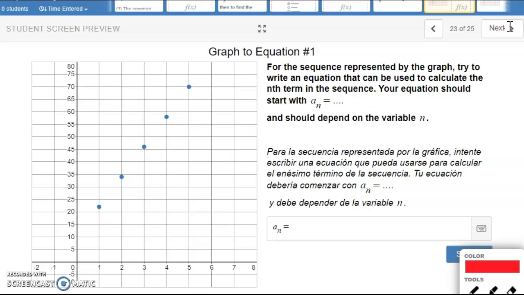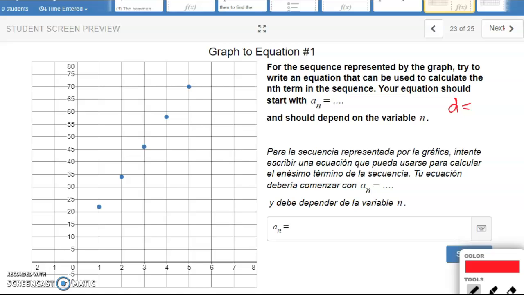For the sequence represented by this graph, try to write the equation that can be used to calculate the nth term in the sequence. Your equation should start with a sub n is equal to, and should depend on the variable n. Okay, so to figure this out, we need to first figure out what the common difference is. That means it's asking how the term value is increasing.